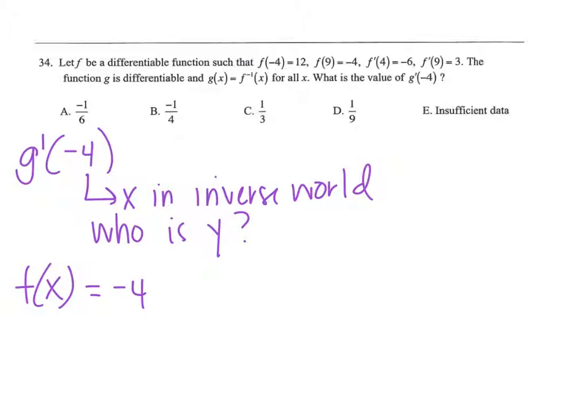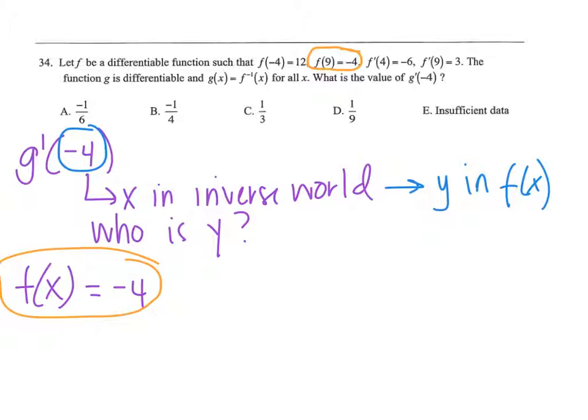Really, because we don't have anything about the inverse function. All we know is everything about the regular function. So if it's x in inverse world, then he is y in function world. -4 is x in inverse world, therefore he is y in function world. When f of x is equal to -4, if we go back to what they gave us, f of x is equal to -4 when x is 9. So who is y? Well, y is 9.